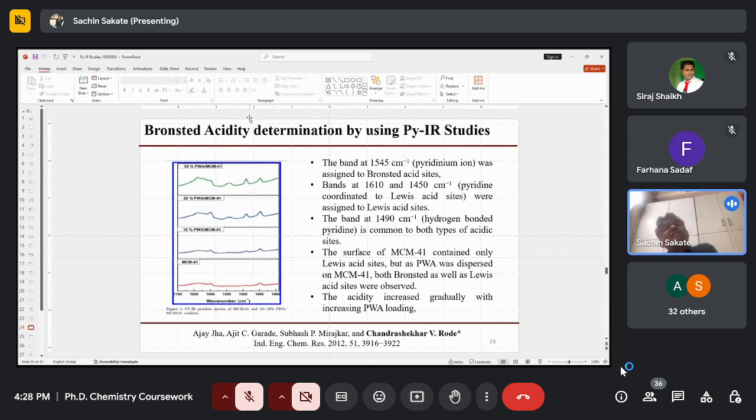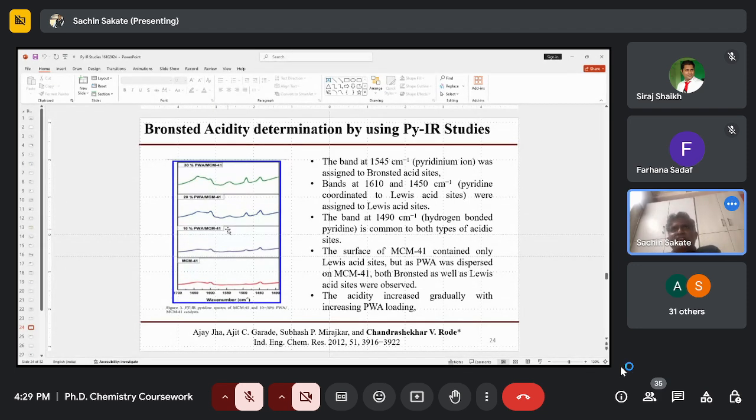You can talk about the Lewis acidity also. That Lewis acidity is also going on increasing. Now see, 1450 is also increasing, 1490 is also increasing, 1640 is also increasing, and 1590 is also increasing. So the conclusion you can draw is that the acidity increased gradually with increasing phosphotungstic acid loading.